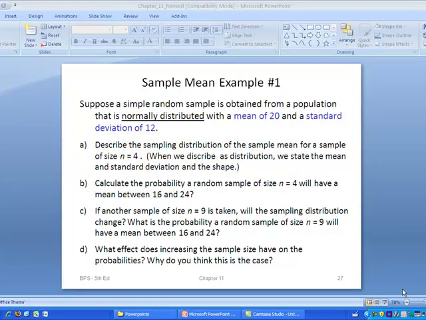So look at that. From part B to part C, as my sample size increased, and I'm looking at the same range between 16 and 24, the probability increased. So what we find out is when we're doing intervals, if we're in a sampling distribution and the sample size increases, the probability of our x bar being in that range will increase.